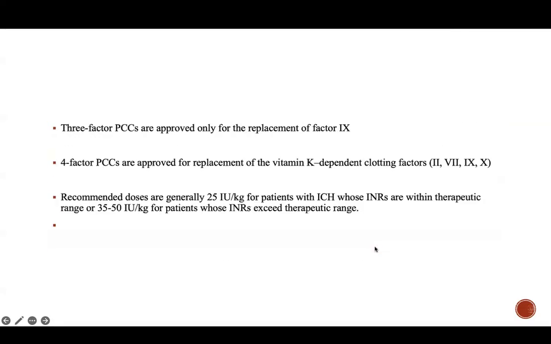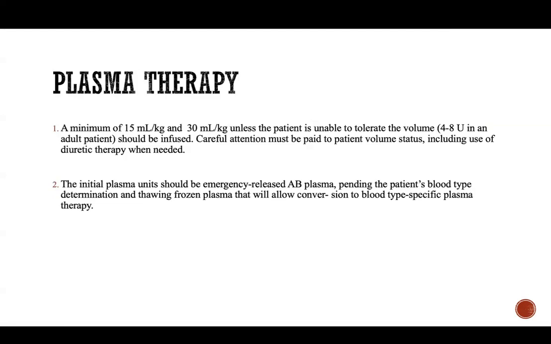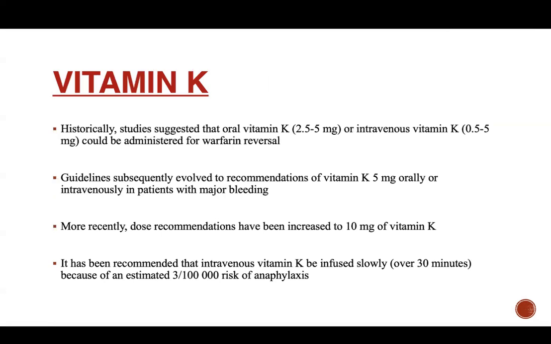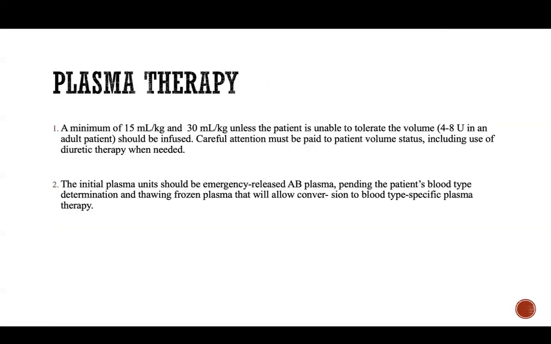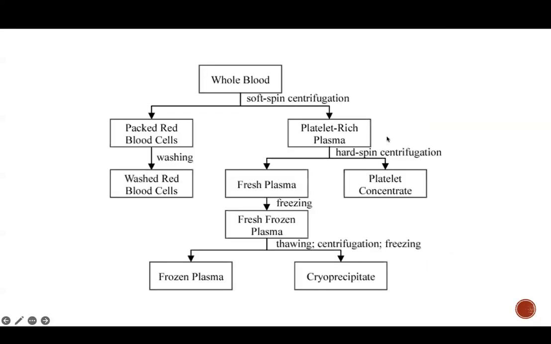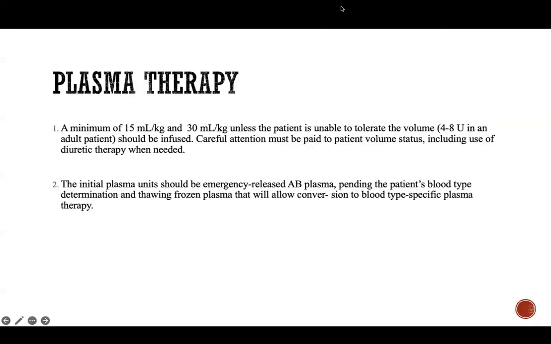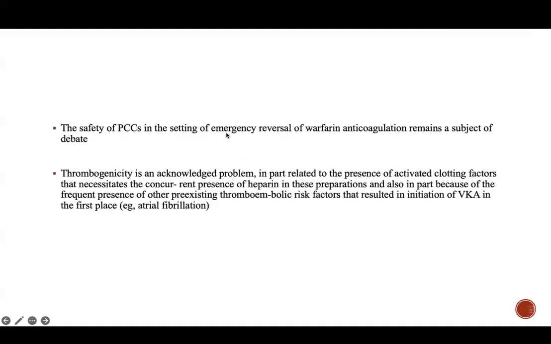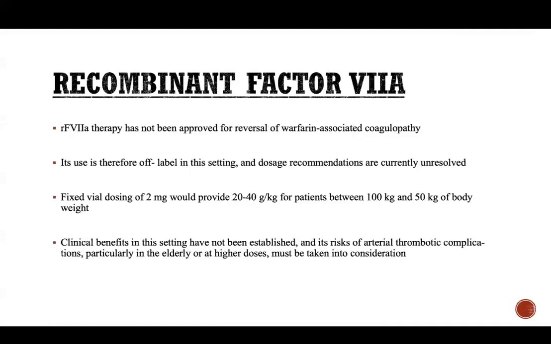To summarize, suppose a warfarin patient has developed bleeding or intracranial hemorrhage, you have to give vitamin K. Along with that, for rapid reversal, you can either give fresh frozen plasma or prothrombin complex concentrates. The ideal one is prothrombin complex concentrate, but it may not be available every time. If it is not available, you can give fresh frozen plasma. The dose is 15 to 30 ml per kg. And the new one, recombinant factor 7, is still under study. Thank you.